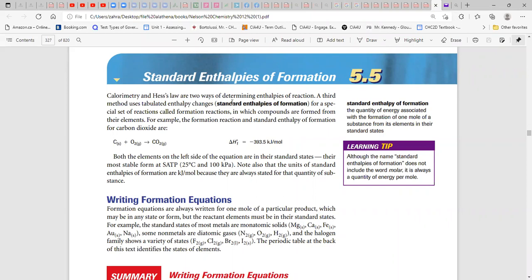5.5 Standard Enthalpies of Formation. As you see in this reaction, CO2 is formed by reacting carbon and oxygen gas. So we will call this reaction the formation of CO2, just forming from simple elements. And the delta H formation of that is given to you at a standard temperature and pressure.